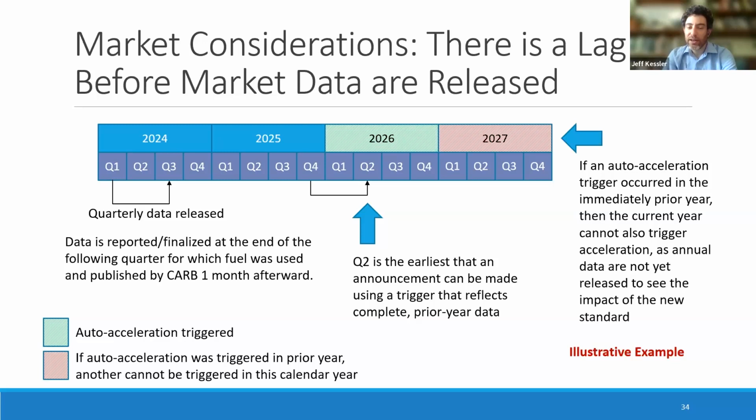Due to the quarterly data release schedule, complete 2025 year data would only be available to the public in the second quarter of 2026. This is what would inform when an announcement to advance the CI schedule could be made. To give market participants time to react to this sort of announcement, in this example, the schedule adjustment will go into effect at the start of the following year.